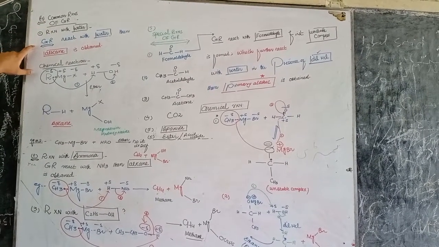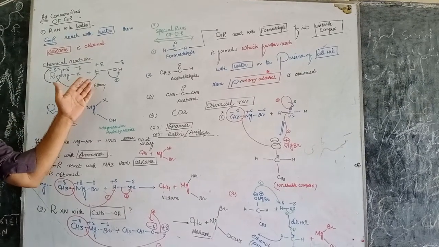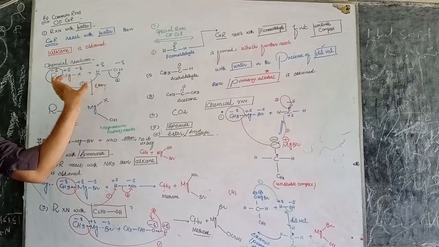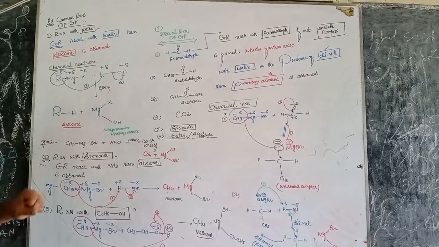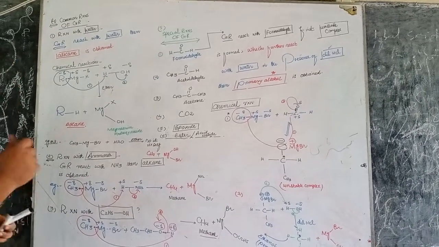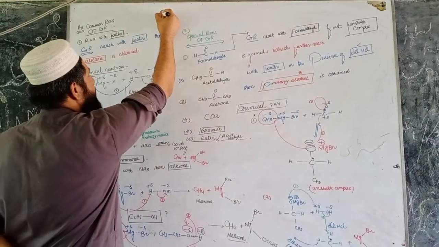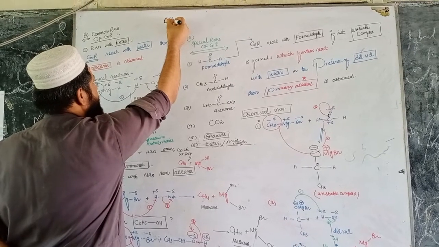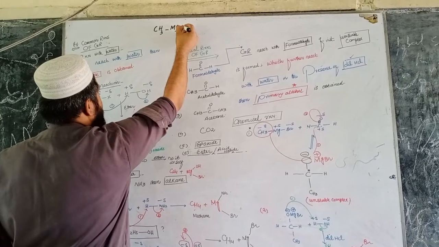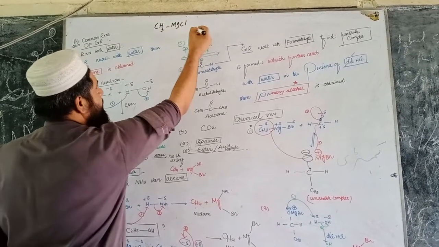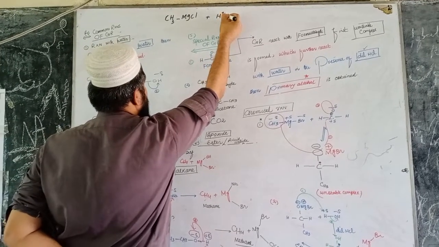Grignard reagent, when it reacts with water, it produces alkane. How? Look, this is your Grignard reagent, CH3MgCl. This is your Grignard reagent, and it reacts with water.